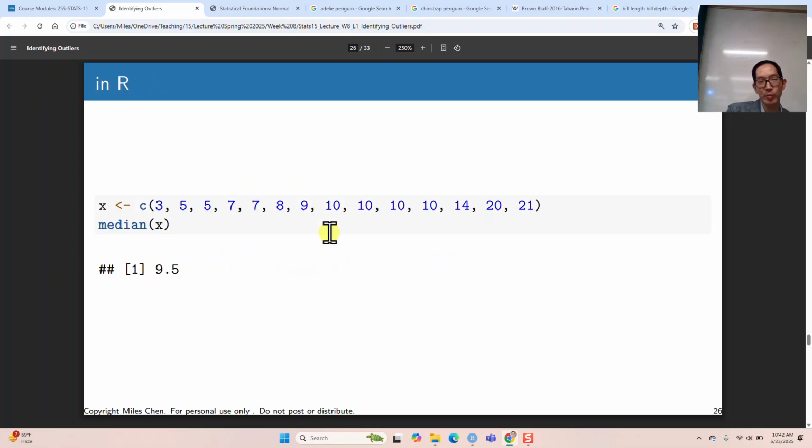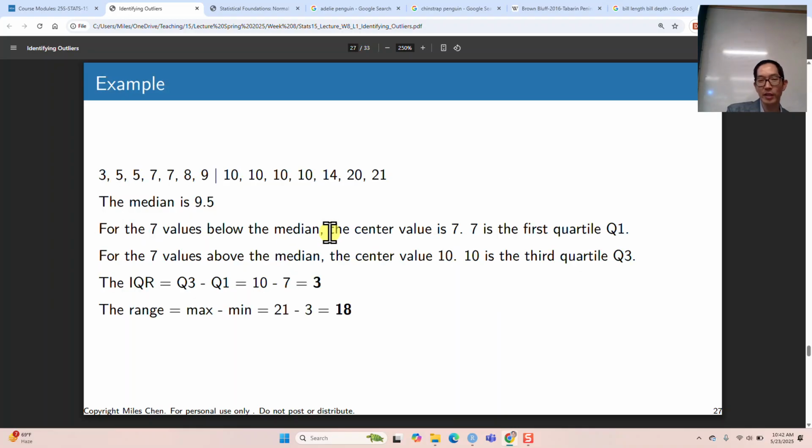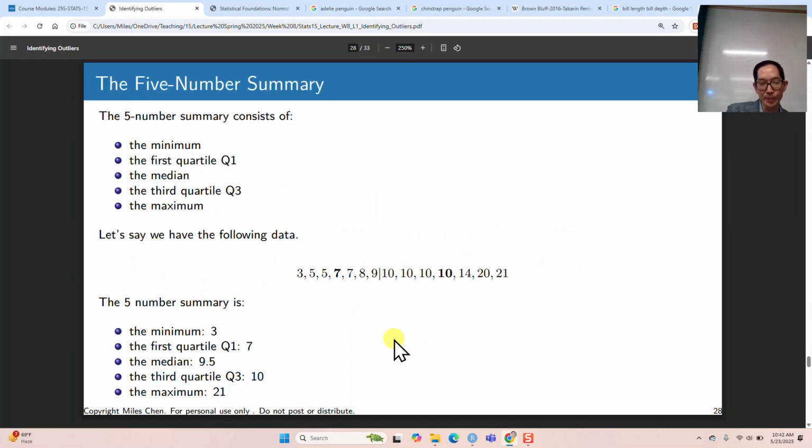From the box, you have these whiskers that go out to the smallest and largest values that are not considered outliers. So I'm going to skip ahead here. In this data set, I've got these numbers: 3, 5, 5, 7, 7, 8, 9, 10, 10, 10, 10, 14, 20, 21. Our median is 9.5. The 25th percentile would be 7. The 75th percentile would be 10. So my IQR is going to be 3.